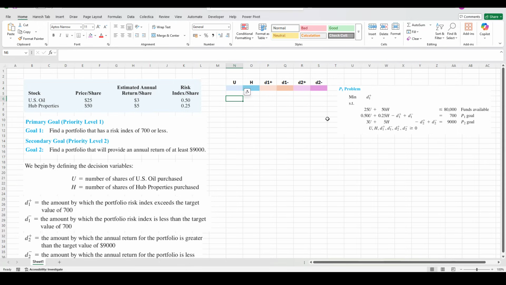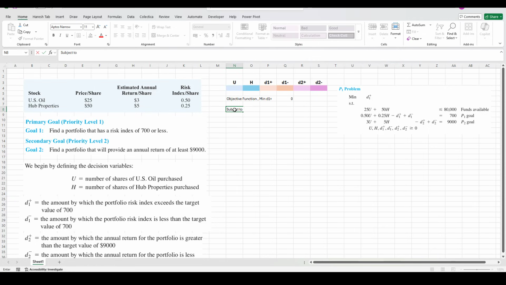So we start here. Here we are going to write our objective function, which is minimize D1 plus. So I write minimize D1 plus and equal to. D1 plus is this cell, so I will write equal to this cell. This is my D1 plus cell which I want to minimize. Now here I will write subject to, and I will write my constraints.